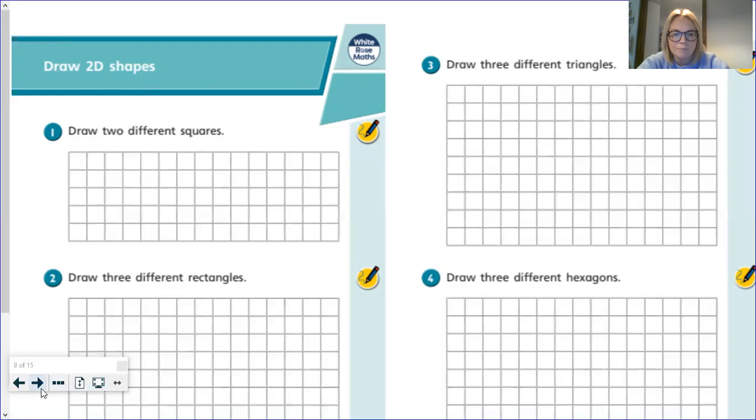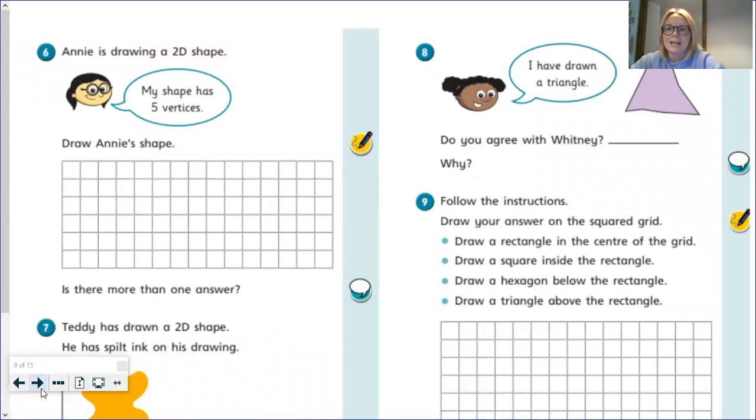So moving on, number 6 says, Annie is drawing a 2D shape. My shape has got 5 vertices. Now, you might want to just pause the video and either talk to somebody if there's somebody working with you, or just think to yourself, what is a vertice? What is a vertice or a corner? That might help. Have a little think.